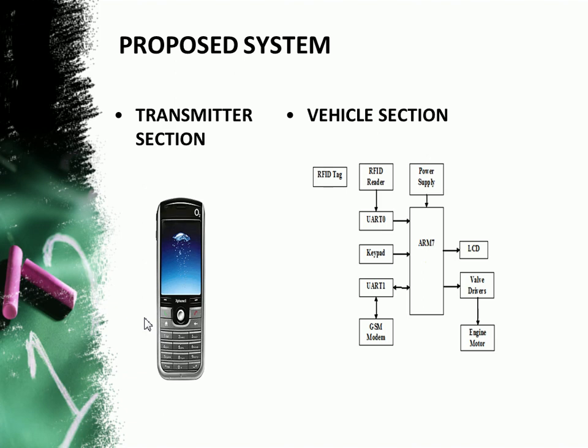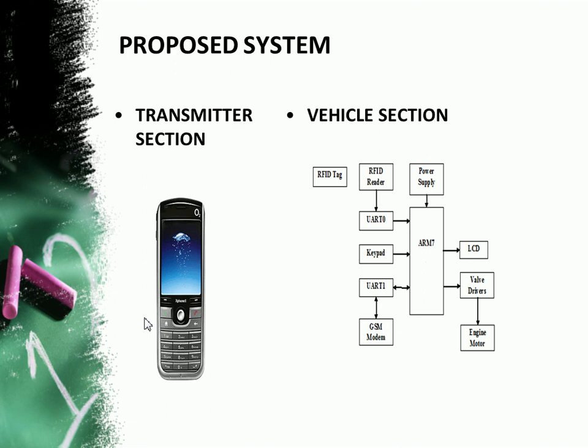And we have the proposed system. In this we have a transmitter section and a vehicular section. In the transmitter section we have a mobile, and in the vehicular section we have an ARM7 controller, an RFID tag and a GSM modem. Why are we using the ARM7 controller? It has two serial ports, while a microcontroller has only one. One is interfaced with RFID and one with GSM. Whenever we want to start the vehicle, we just scan the RFID tag and compare the ID in the RFID tag and the ARM7 controller.